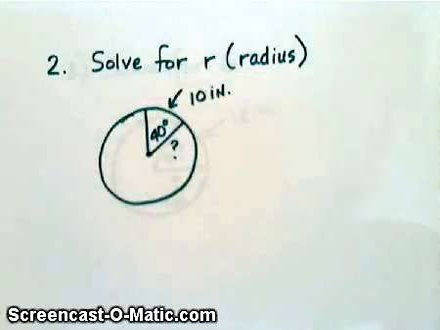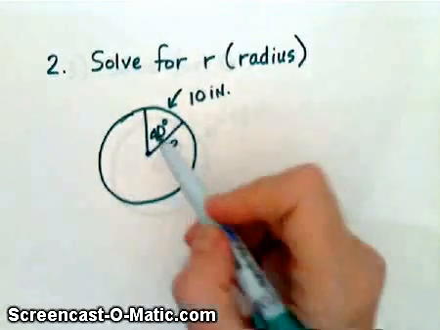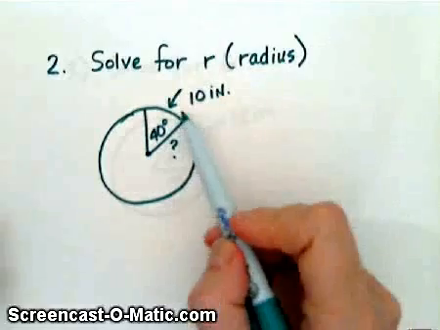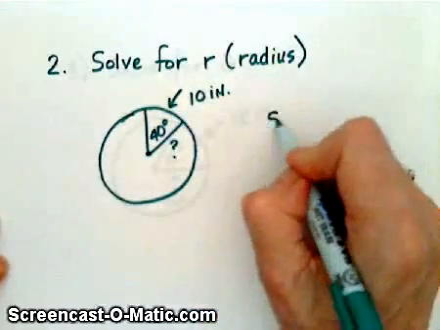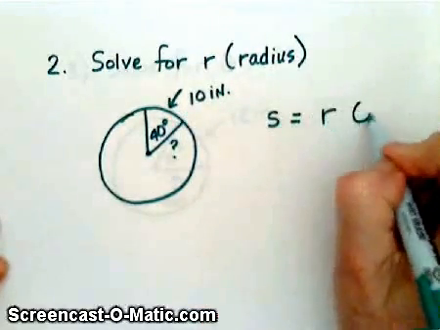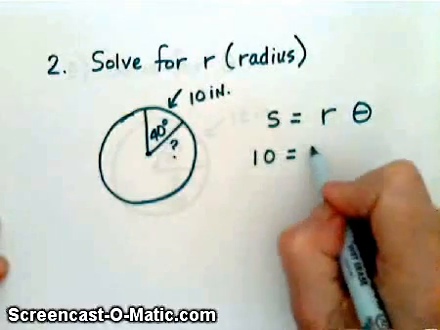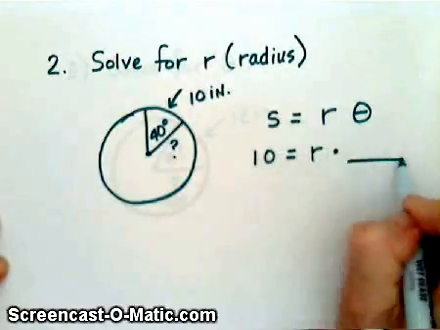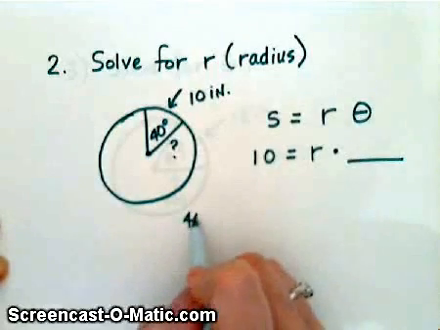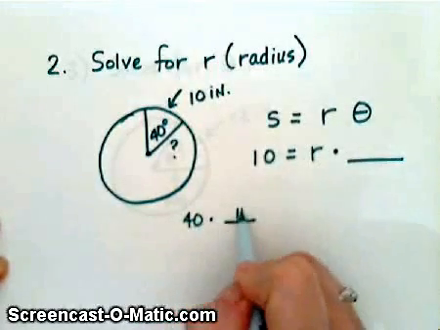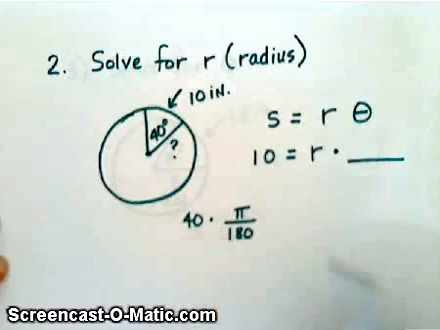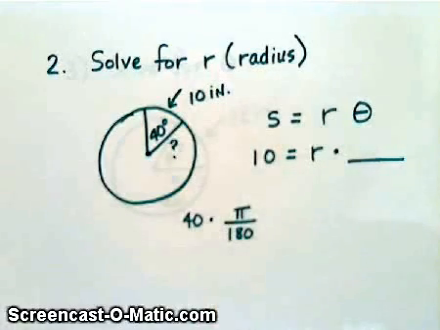Second example I have is to solve for the radius itself. Look at this problem. There's your slice, 40-degree angle, 10-inch arc. S is equal to R times theta. Let's fill in. We know the arc is 10. We don't know the radius. And the theta, 40 degrees, we need in radians. So let's take that, 40 times pi over 180. Multiply across. Divide by 180.